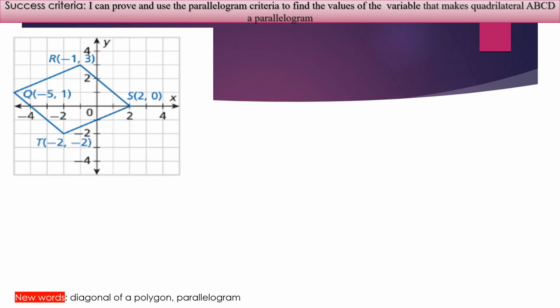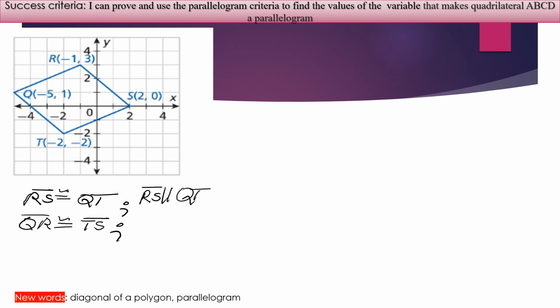So again, the same question: you have to prove whether the given figure is a parallelogram. What is the first thing? First you have to show that RS is congruent to QT. Similarly, QR must be congruent to TS. And hence you have to show that RS is parallel to QT and QR is parallel to TS. So I am saying that this line should be equal and parallel to this line, and this line should be equal and parallel to that line.